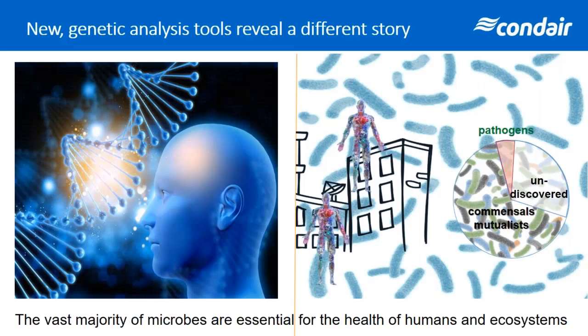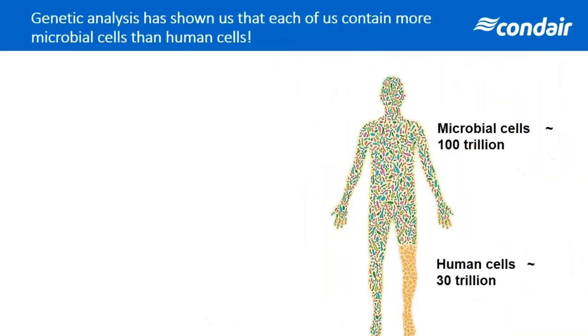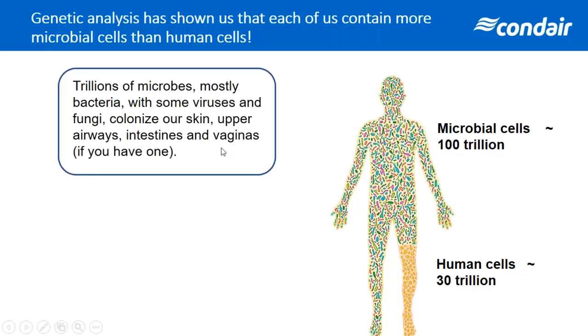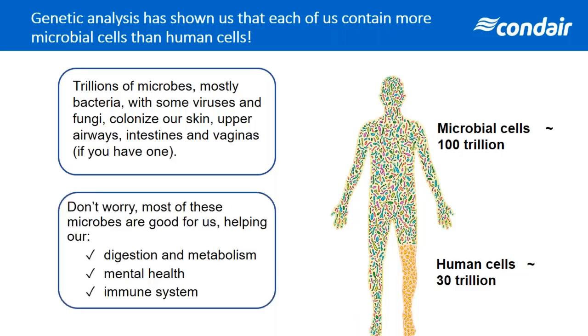We now know that there are many, many more microbes in our environment and that most of them are good for us. As a matter of fact, each of us, by cell number, is only about 1/3 human. The rest of our bodies are made up of microbes, bacteria, viruses. And again, these help us live. We couldn't survive without them. As a matter of fact, these microbes are on our skin, they're in our airways, they're in our digestive system. If you have a vagina, they're in your vagina. They're everywhere. And they help us live.